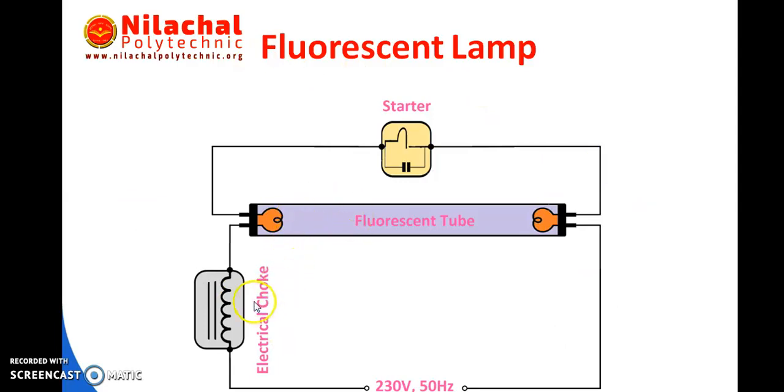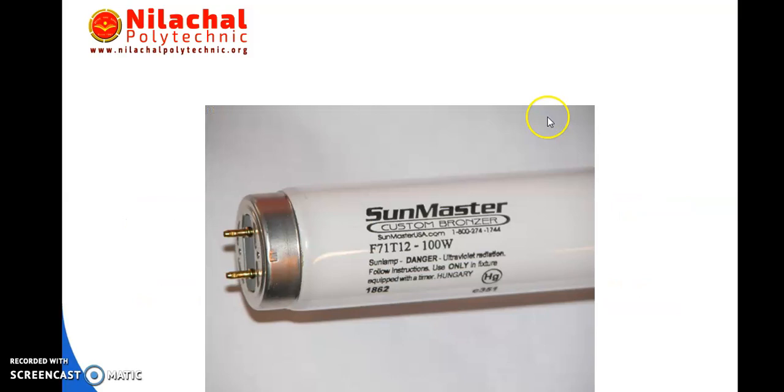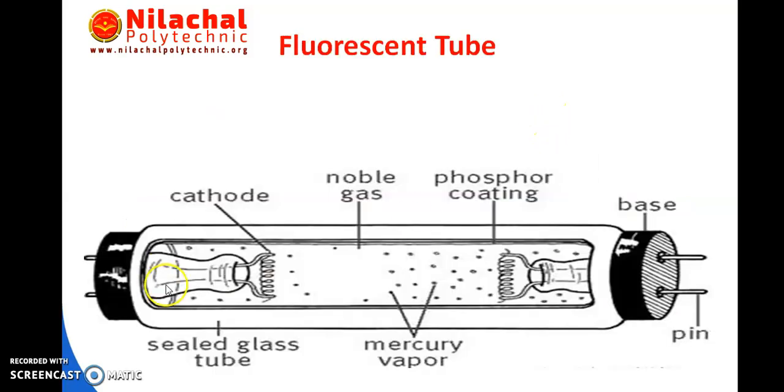We know what this electrical choke is and what these tubes are. We will discuss a fluorescent tube, a long tube with an electrode at each end. You can see the electrode at each end, both ends. Suppose you consider this end as F1 and this end as F2. In the fluorescent lamp we have two ends, F1 and F2.